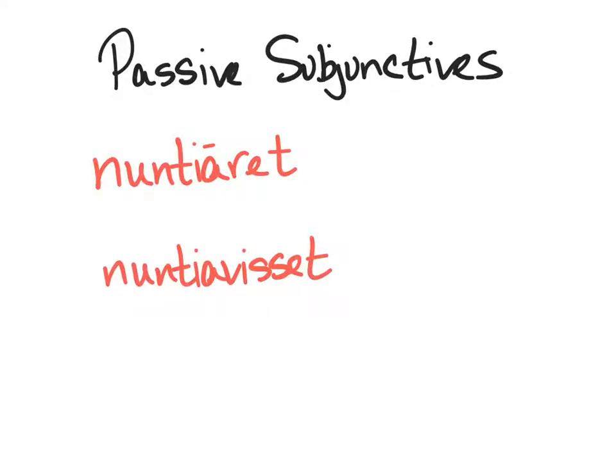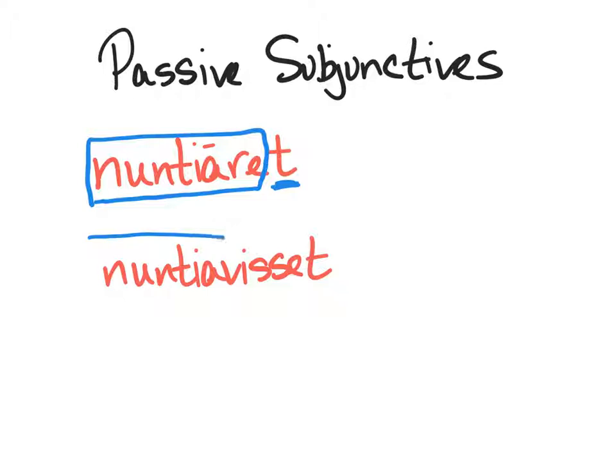Hey, we haven't looked at subjunctive verbs in a while. Let's take a peek. Okay, nuntiaret here. This is an imperfect subjunctive verb. We know that because it looks like an infinitive with a personal ending on it. Nuntivisset is pluperfect subjunctive. We've got the perfect stem here, plus isse, plus that personal ending here. Okay, these guys are both active.